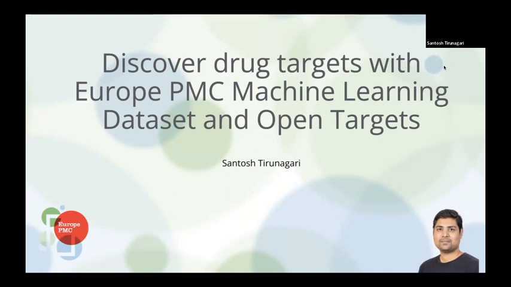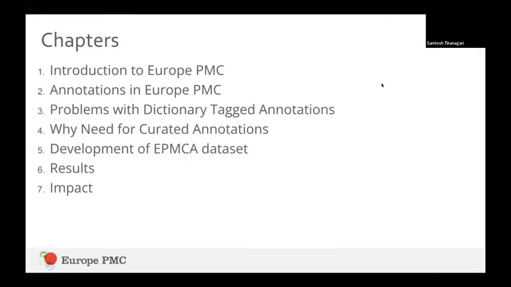I've divided this webinar into 7 chapters. In the first chapter, I will introduce you to Europe PMC. In the second chapter, I will talk about the annotations in Europe PMC, and these annotations have been tagged using dictionaries. In chapter 3, we will discuss the problems. In chapter 4, why there is a need for curated annotations. In chapter 5, we will see how the Europe PMC annotations dataset has been developed. In 6, we will see the results, and in 7, we will discuss the impact.